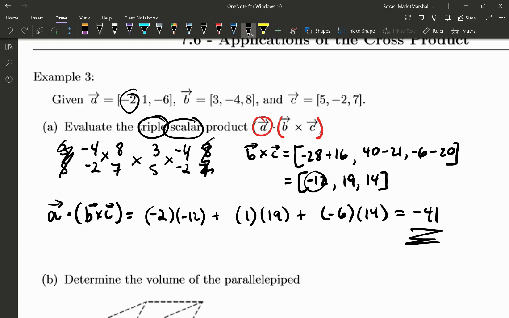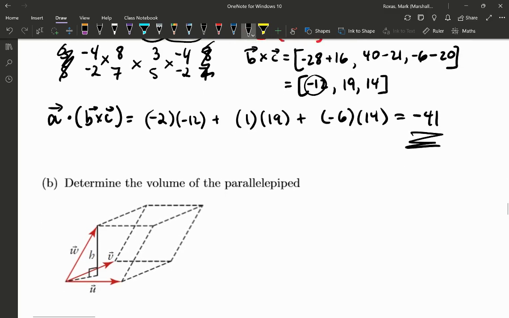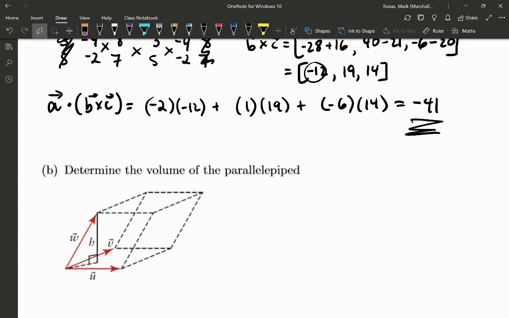Okay, part B, determine the volume of what we call a parallelepiped.